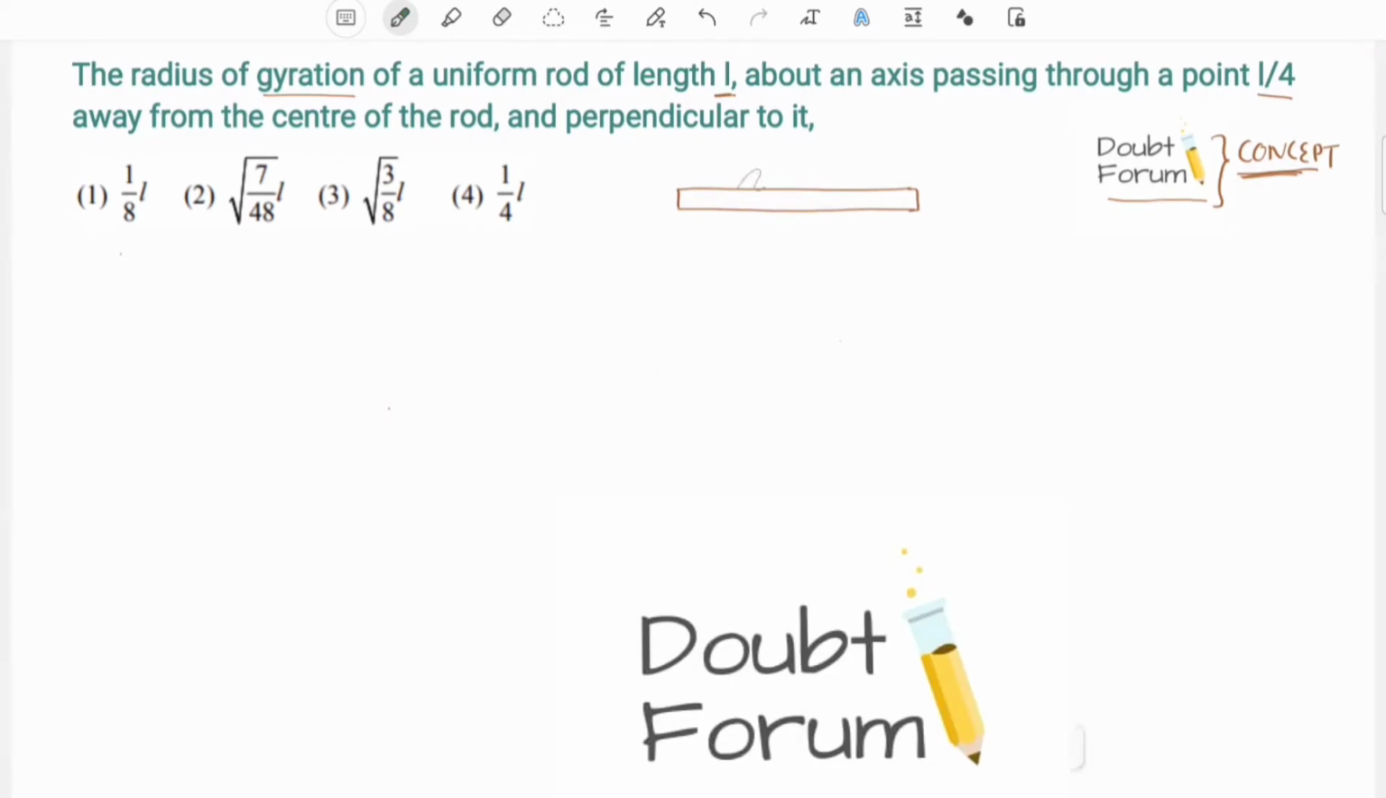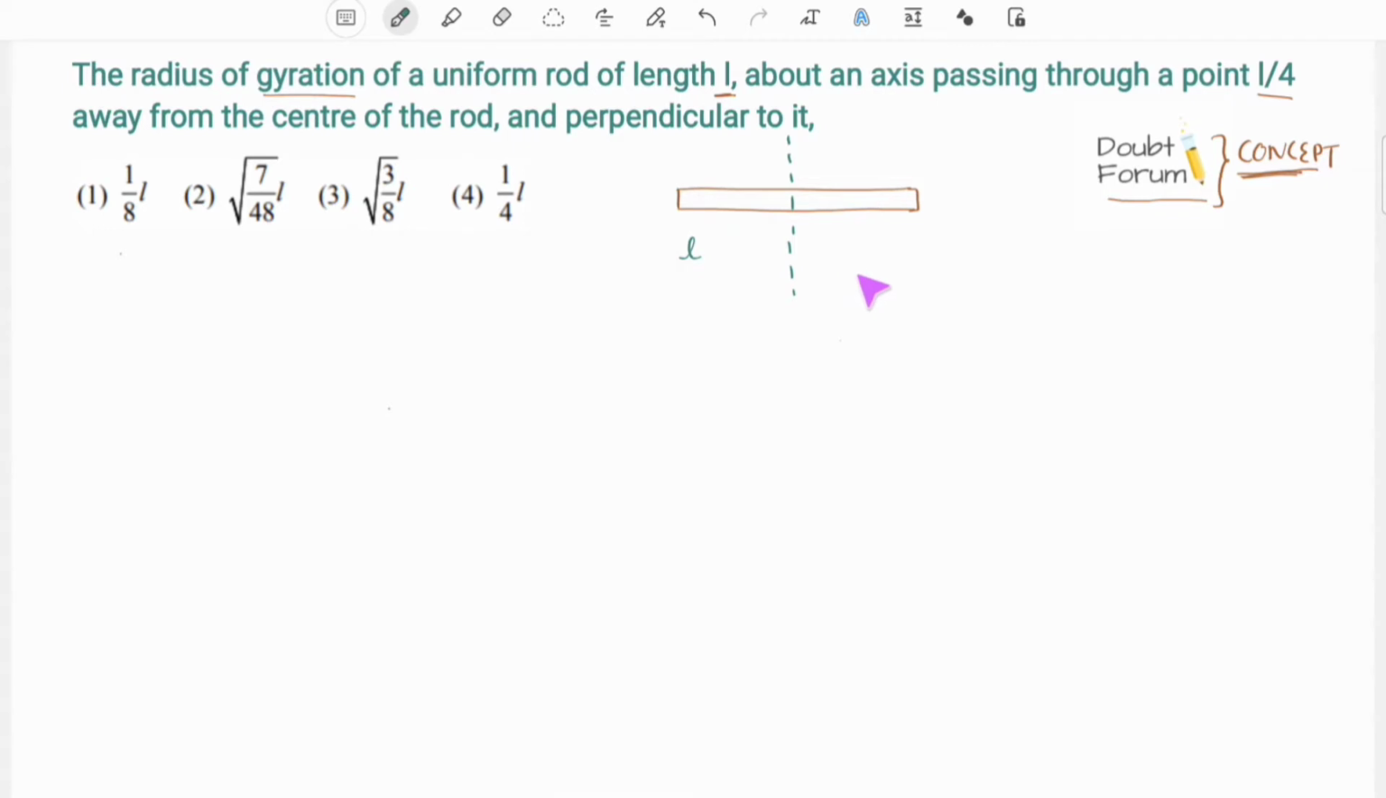So this is a rod. Total length of the rod is L. It is cylindrical in shape. So we know there would be an axis passing through the center of the rod and perpendicular to it. This axis would be L by 2 distance away from any end of the rod. But we have to calculate the moment of inertia in this question about an axis which is L by 4 distance away from the central axis, right? So it would in effect be L by 4 distance away from the center as well as from the end.